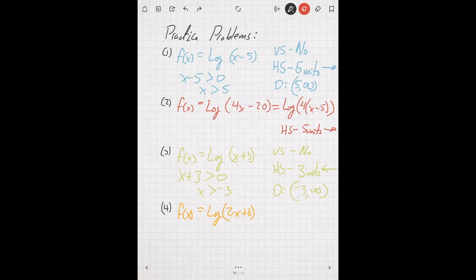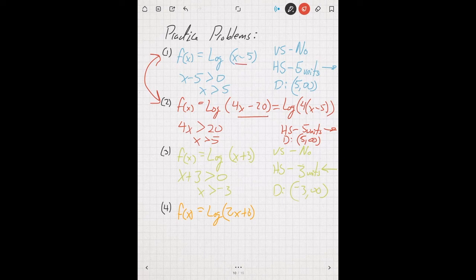We know that we have shifted it over 5 units, and we know that the argument here, the 4x minus 20, has to be greater than 0. Well, that just means 4x has to be greater than 20, and x must be greater than 5. So, again, we can see that the domain is going to be 5 to infinity. So it seems like these two graphs might be the same thing. We have no vertical shift. All we've done is shifted it horizontally 5 units, and it has the same domain.